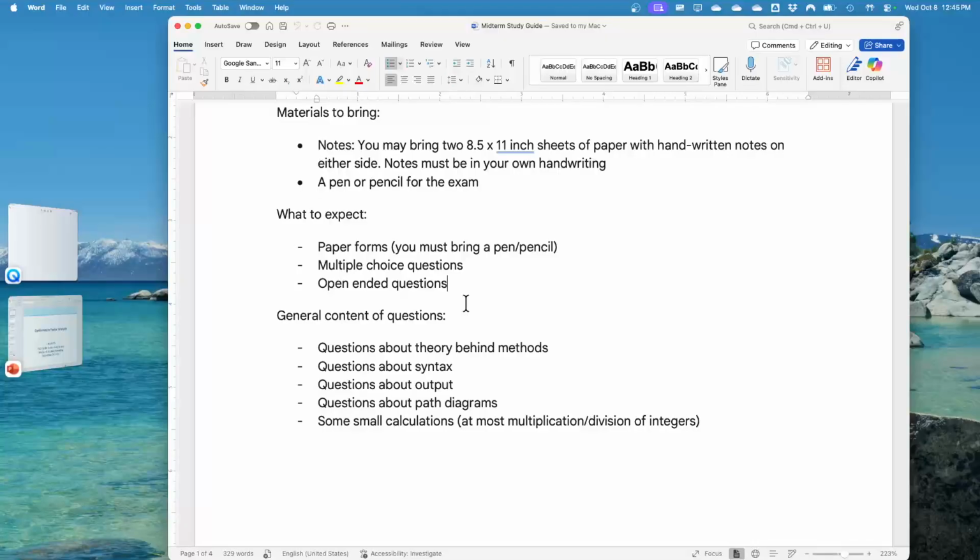Describe why or why not, things like that. I will have questions about the drawings of the path diagrams themselves. So how to interpret a path diagram, how to make a path diagram even, things like that, right? And then there will be small calculations. Small meaning nothing that you need a calculator for, anything that will be literally on your fingers, okay? So you can think of multiplication and division by integers, okay?